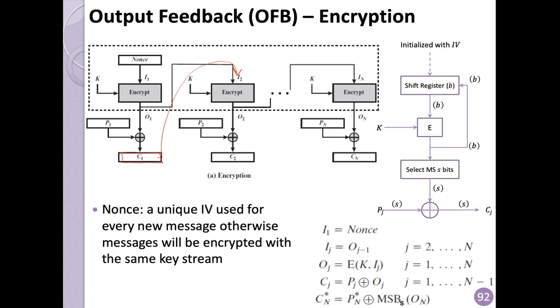But here we are using the output. This is the output of the encryption. So the output of the encryption is being used and is being fed as the input to the next block. Again, the same thing here. You see, we get this output, and it's going to be fed back. That's why we call it feedback.